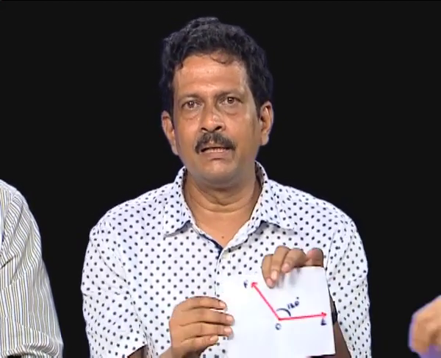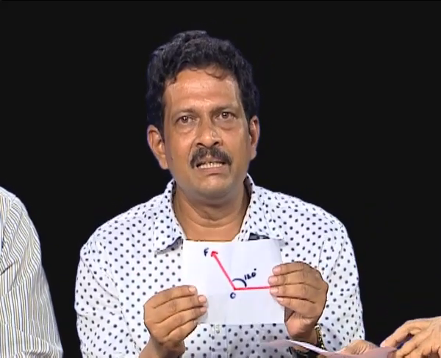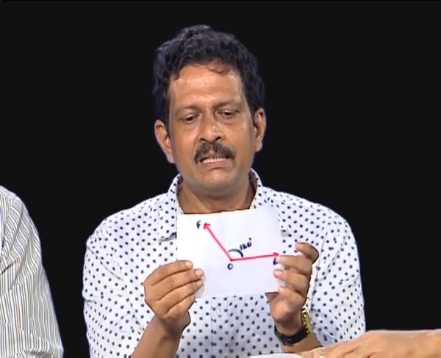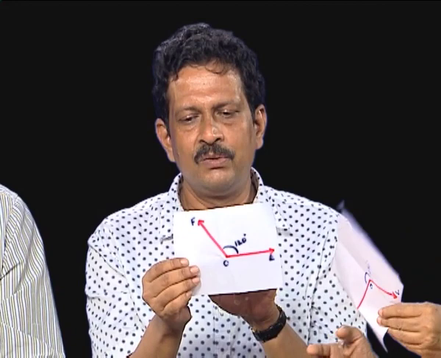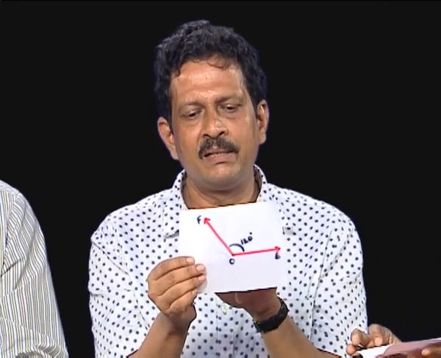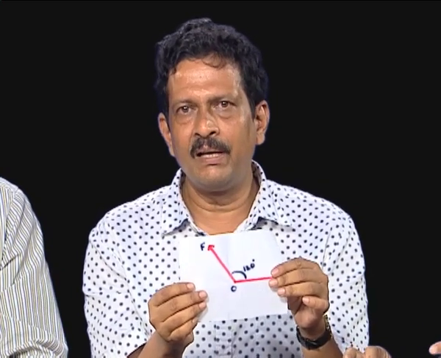Again, we can say another type of angle is where the measurement of the angle is less than 180 degrees but greater than 90 degrees. This type of angle is called an obtuse angle. Here we can see that the two rays OE and OF meet at the point O, and the measurement of this angle is 120 degrees. This type of angle we call an obtuse angle.